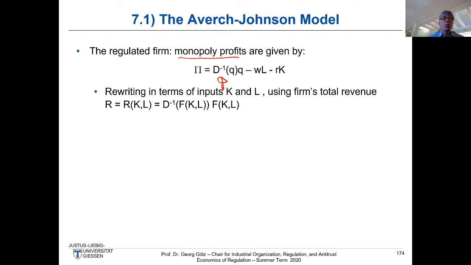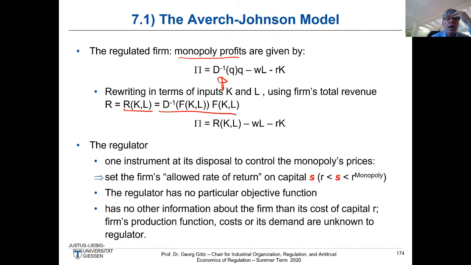And so what we can do is rewrite it in terms of K and L, capital and labor input, and put the revenue as a function of these input factors, because this just simplifies the expression here, where we just substituted the production function for the output. Yeah, so this is an easier way to write it.